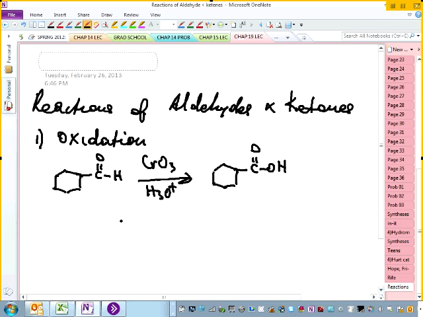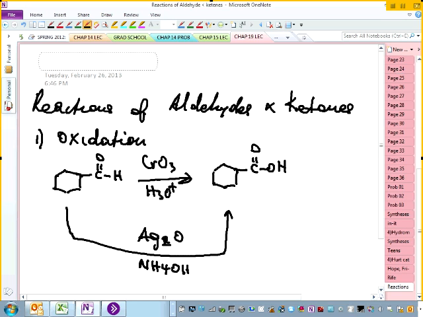Another reagent that will oxidize an aldehyde to a carboxylic acid is this reagent here, silver oxide in ammonium hydroxide. This reagent will also oxidize an aldehyde to a carboxylic acid. Indeed, we refer to this particular reagent as the Tollens reagent. So sometimes you may just see Tollens reagent, that is what that is. And also sometimes we refer to this as a silver mirror reagent.